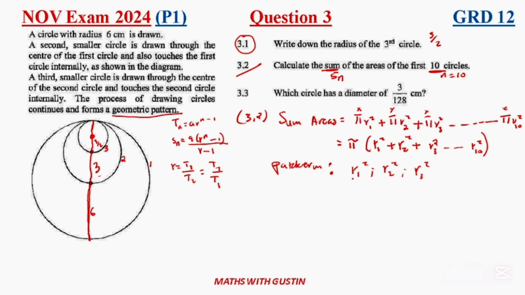Okay, so now let's substitute r1. The first radius is what? Is 6 squared. Then the second radius is what? Is 3 squared. Then the third radius is 3 over 2 all squared. Okay, there you go, guys.